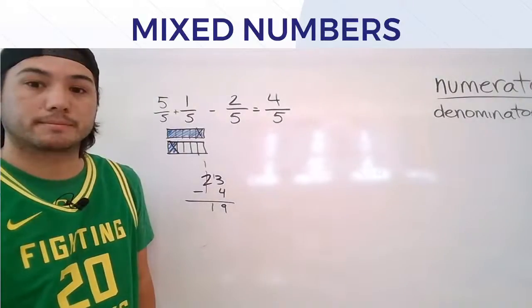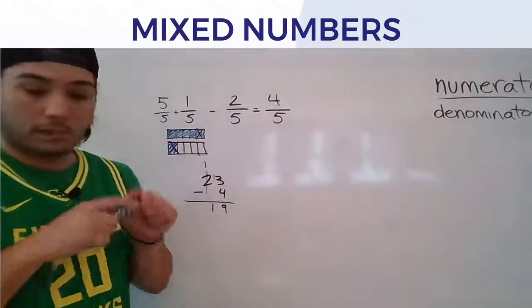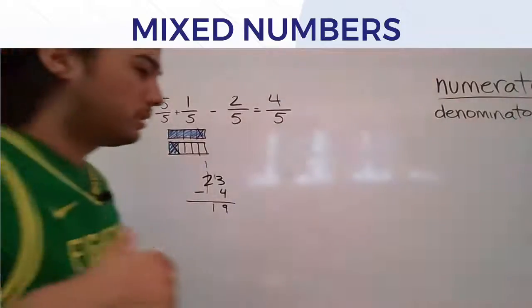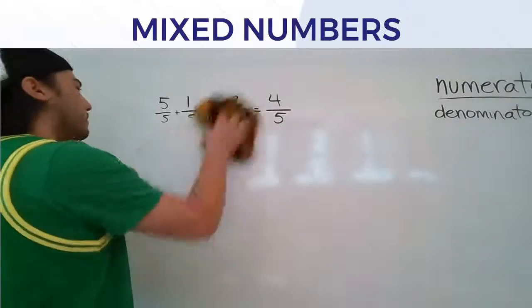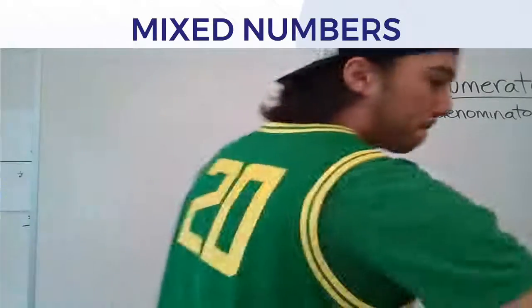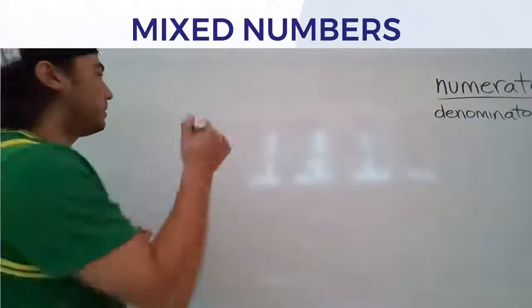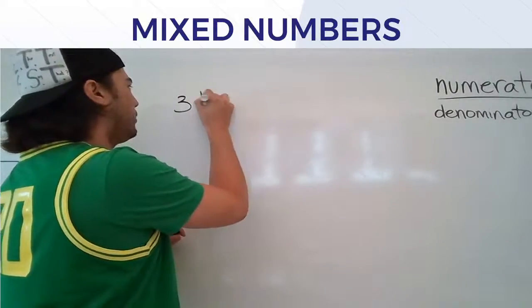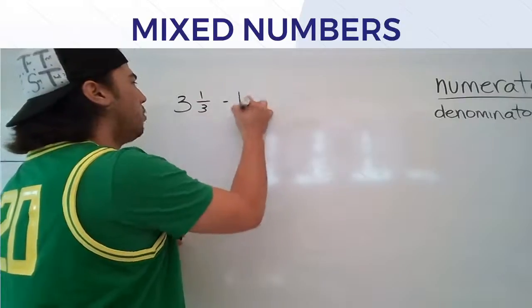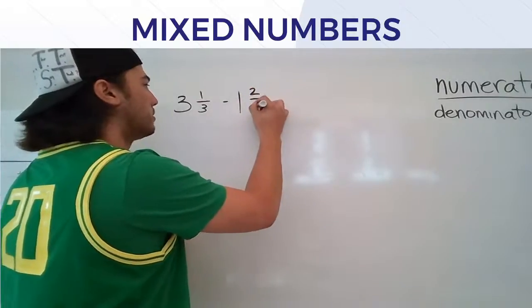Okay. Let's try one more. Let's try a little bit of a trickier one here. Let's try something like this. 3 1/3 minus 1 2/3.